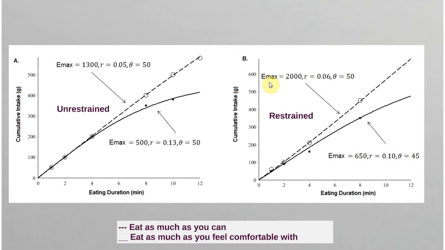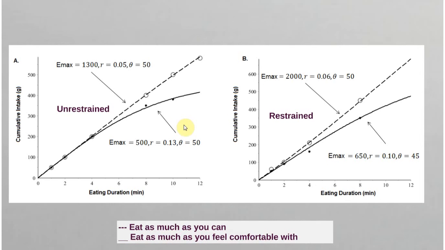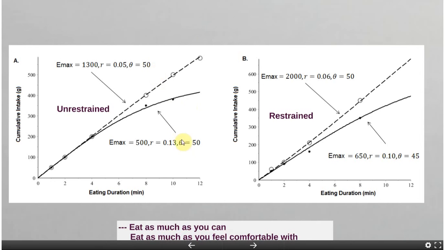In general, the Emax for the restrained eaters was higher than the Emax for the unrestrained eaters. And the Emax in the eat as much as you feel comfortable with was much higher than the Emax when they were directed to eat as much as you can. So that answers the question of whether I can distinguish between types of eaters and types of directives using these parameters, and the answer is yes. Notice here that the theta, which is the initial eating rate, is fairly stable in all of these.